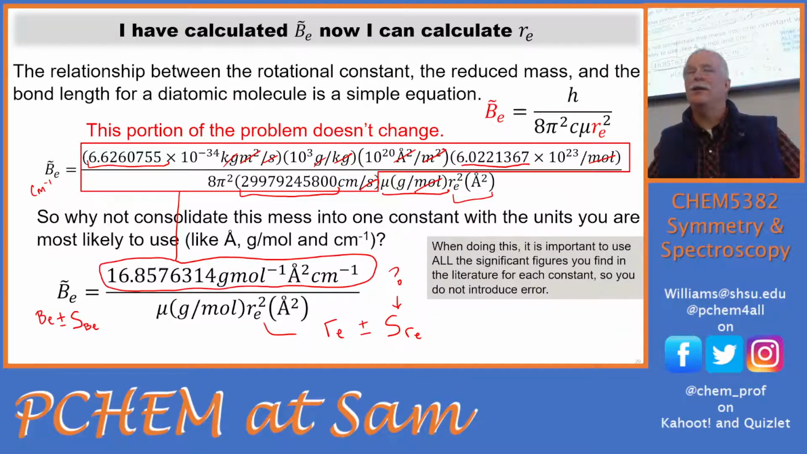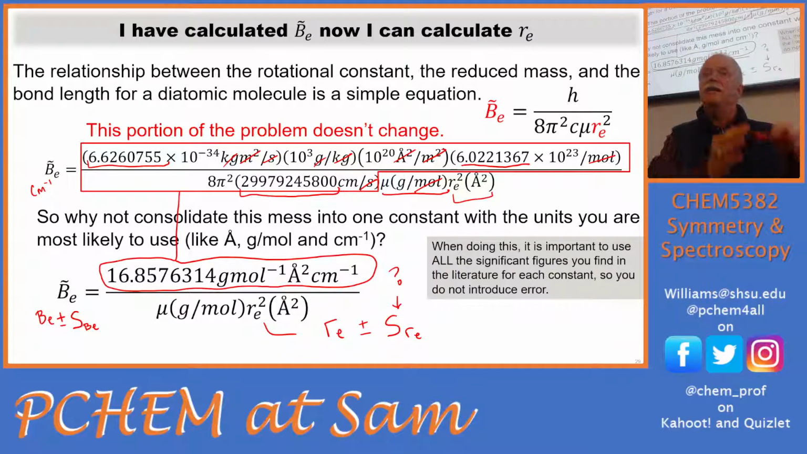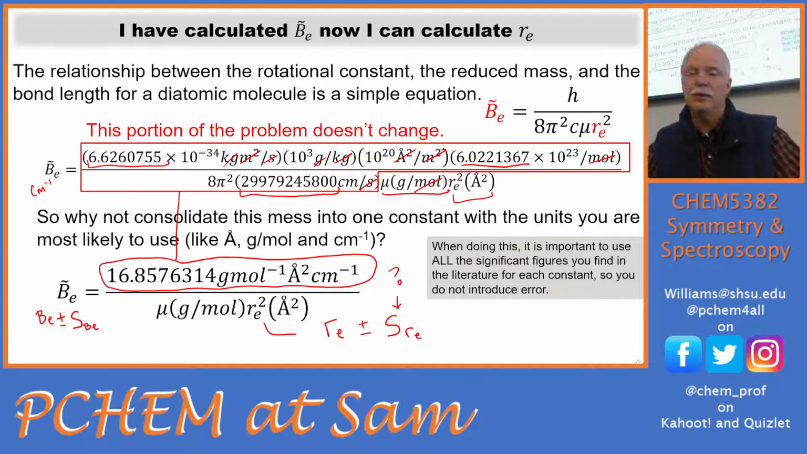So what's going to be our uncertainty? How many sig figs do we have in our bond length after we do this calculation? And that's why we need to know how to propagate uncertainty. We have uncertainty in BE that we get from the regression analysis. How do we get the uncertainty in the RE value? That's what we're going to do.